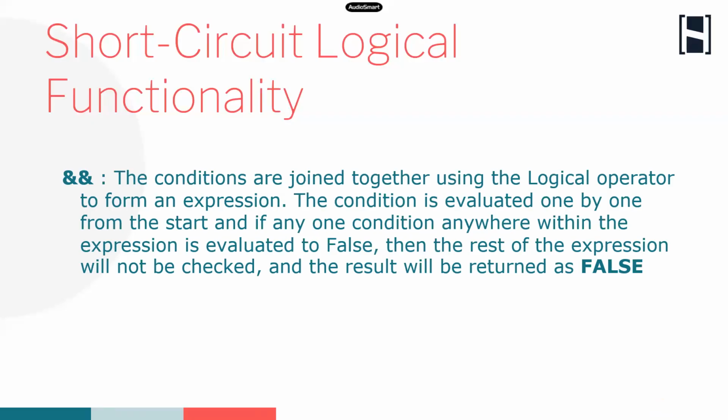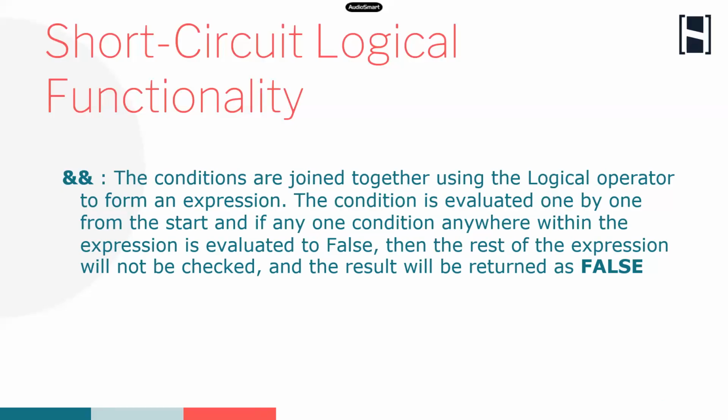Then only the result will be true. We just saw that, right? Now, what do you mean by this short circuit functionality is, if the result of an expression can be determined after evaluating a condition, then the further conditions will not be checked at all. Please understand, if the final result of the expression can be determined based on the condition that is getting evaluated, then the other remaining conditions will not be checked at all.